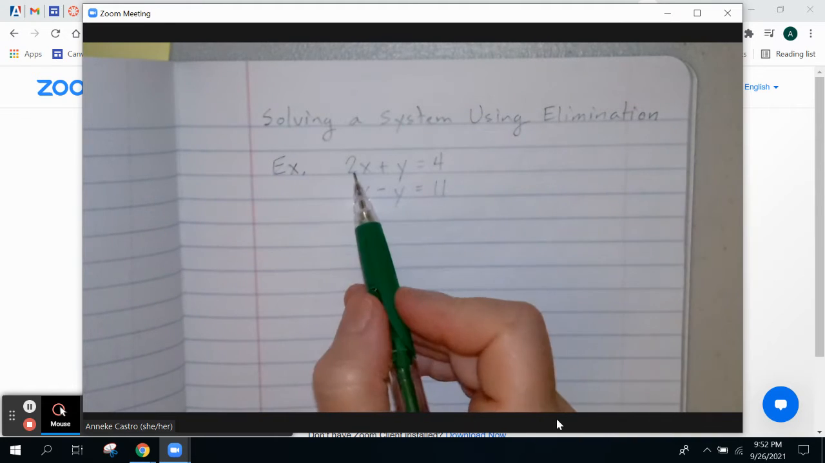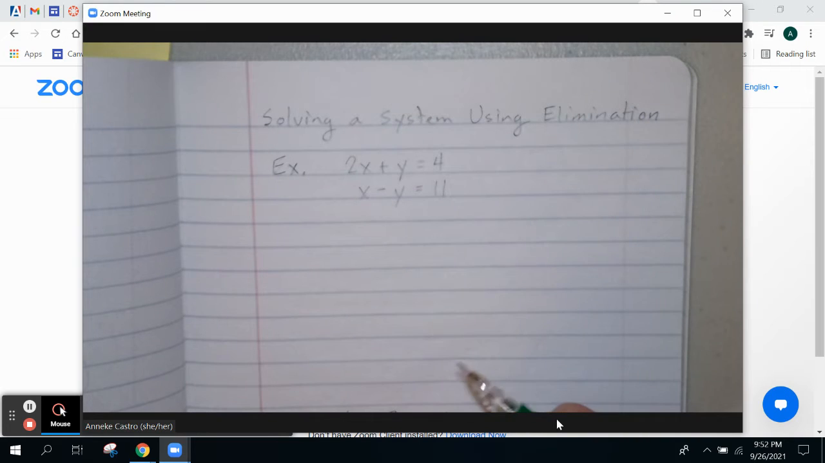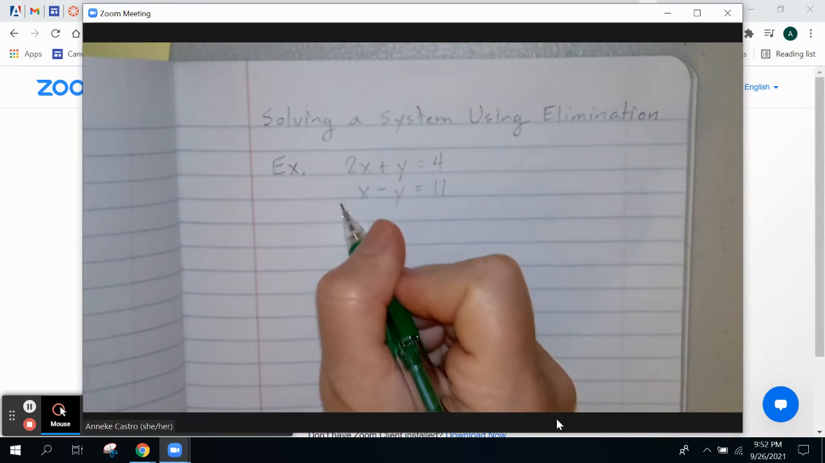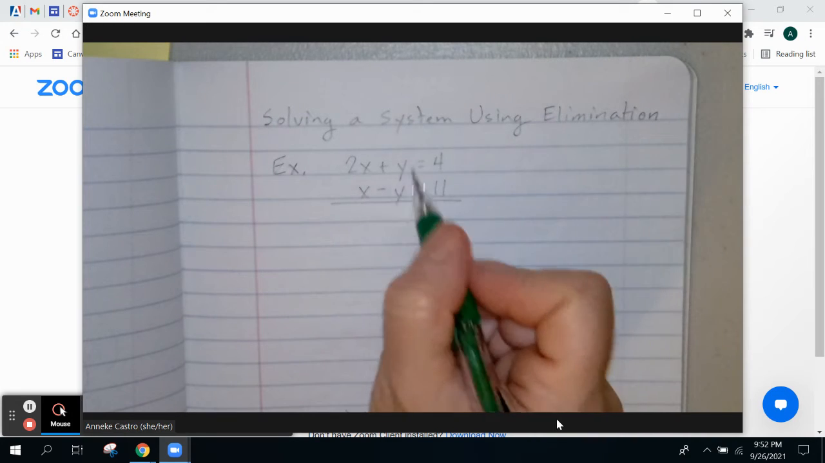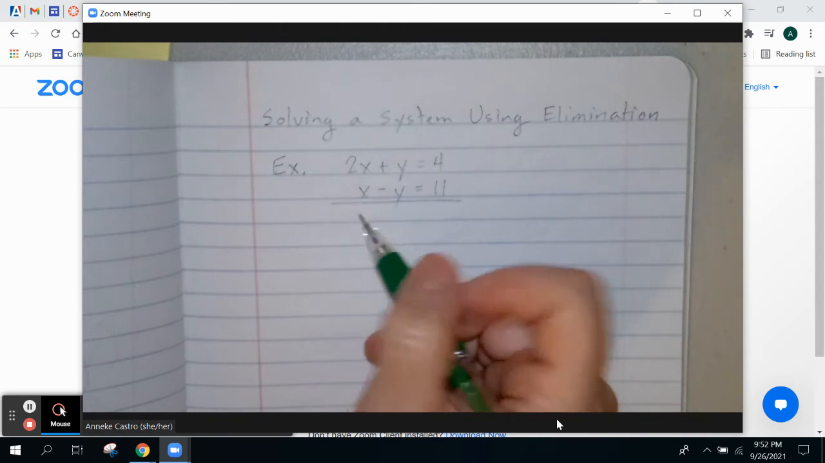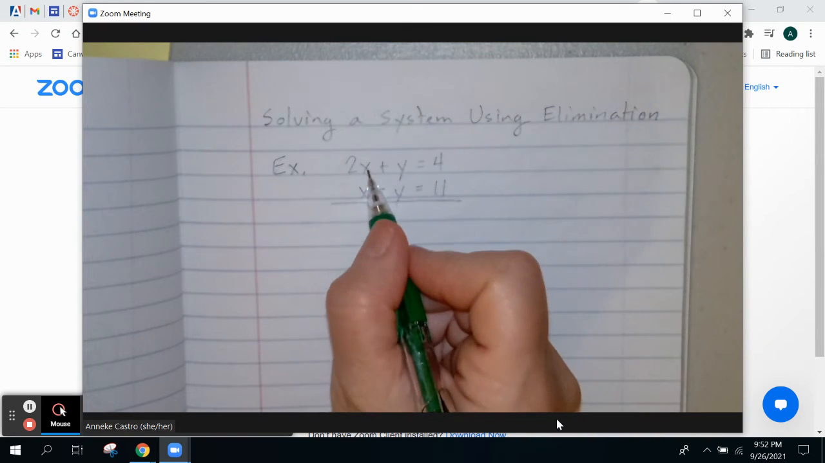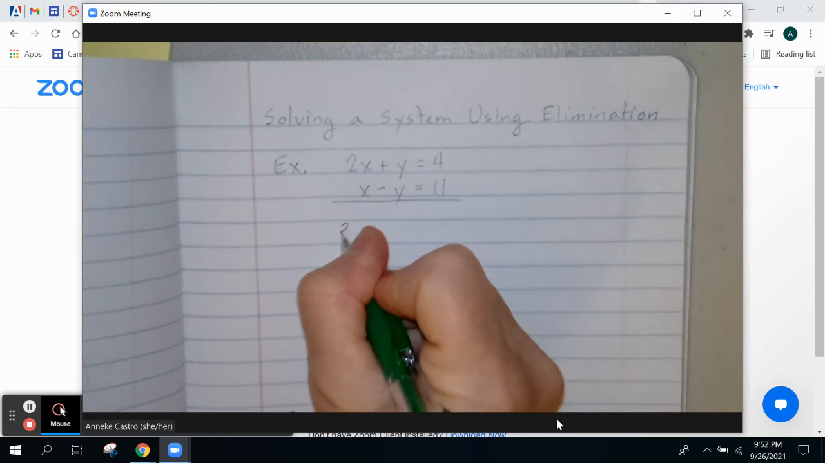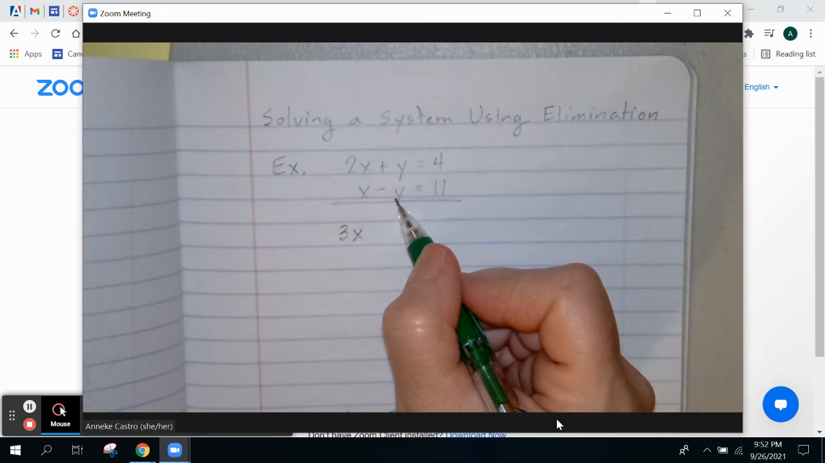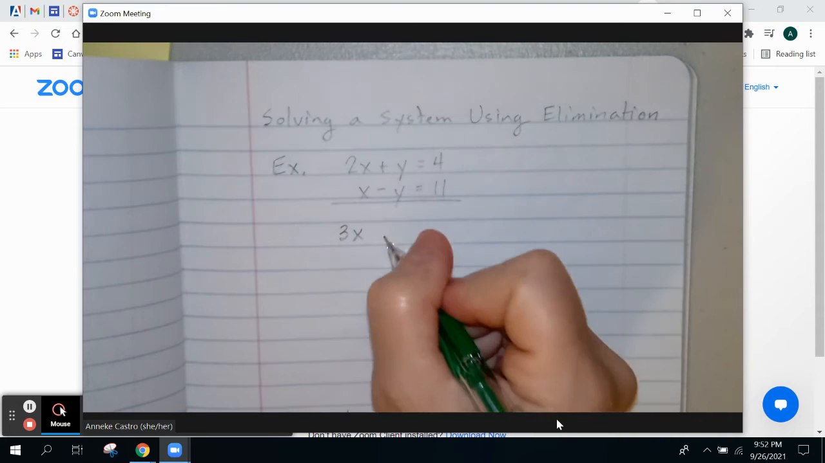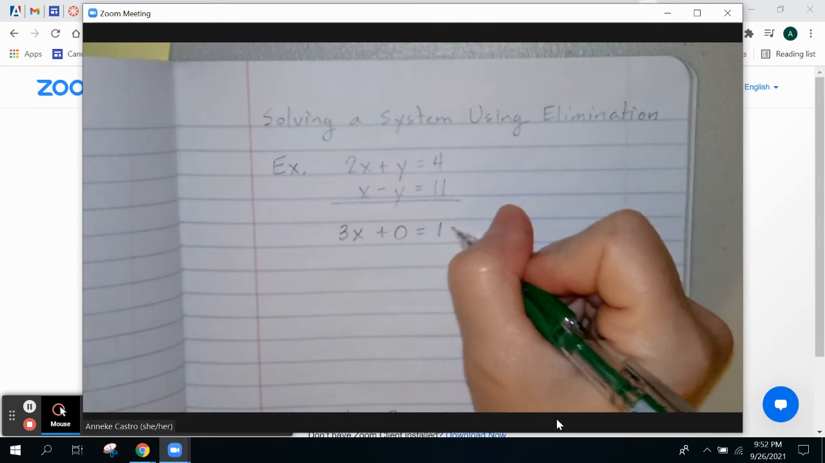So I have the equation 2x plus y equals 4 and x minus y equals 11. If I add these two equations together, and we saw that this is allowed, we can add the entire left sides of the equations together and set it equal to the entire right sides of the equations. If we do that, we get 2x plus 1x is 3x. And then I have positive 1y plus negative 1y is 0y's. And that equals 4 plus 11 is 15.